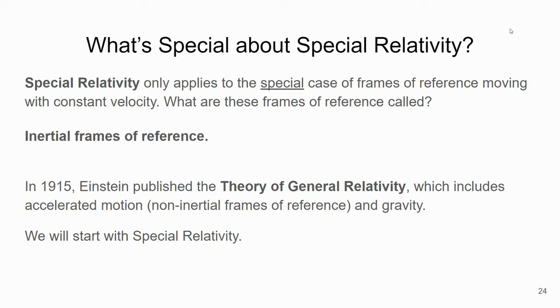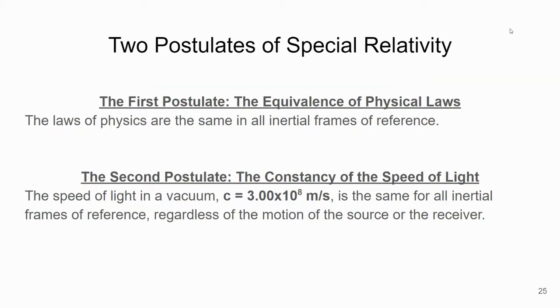So we will start with special relativity. There are two postulates of special relativity. The first postulate: the equivalence of physical laws. The laws of physics are the same in all inertial frames of reference. So yeah, we kind of learned that last year. If you're not accelerating, regular physics works. Newton's physics works. You can do all the physics we learned last year in an inertial frame of reference, and the rules of physics work.